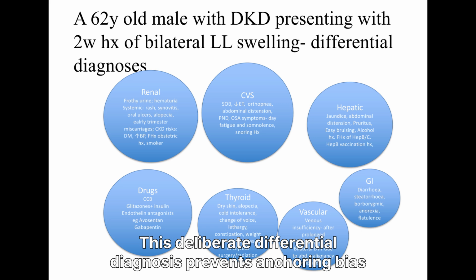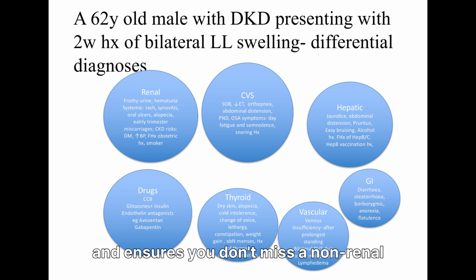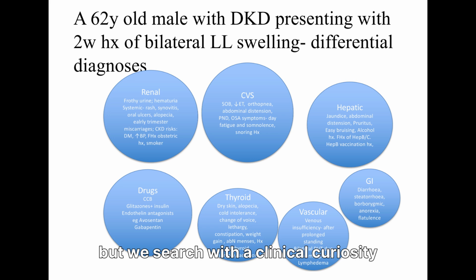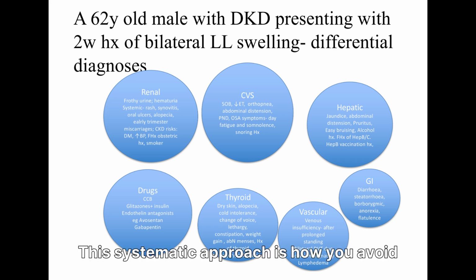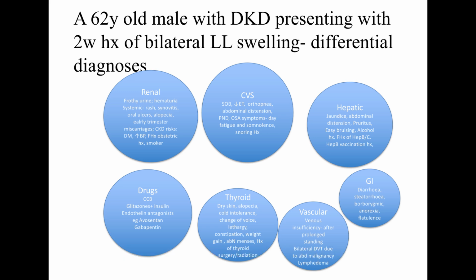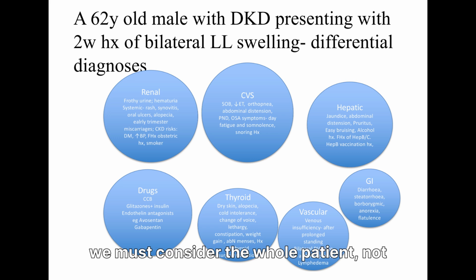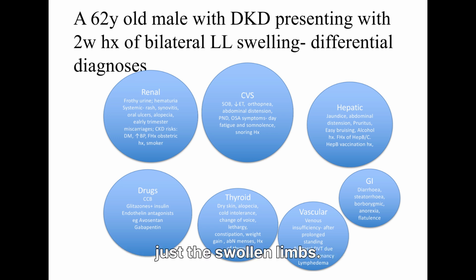This deliberate differential diagnosis prevents anchoring bias and ensures you don't miss a non-renal etiology. We anchor our initial reasoning in probability, but we search with a clinical curiosity that considers every organ system. This systematic approach is how you avoid diagnostic error and provide comprehensive care. We must consider the whole patient, not just the swollen limbs.